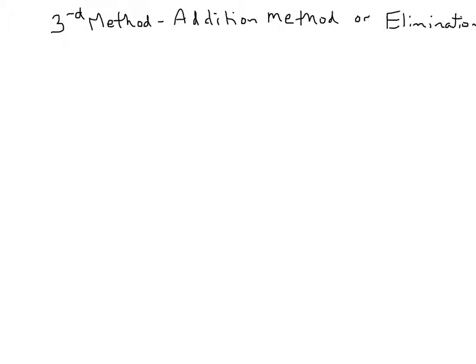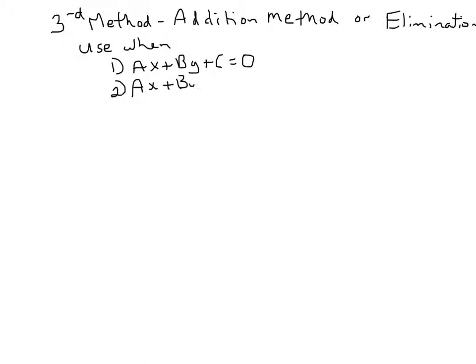So far we found a method that we use when we have them both in y equals ax plus b. We've got a method that we use when we have one that's in y equals ax plus b and the other one is in general form. Can you guess what this one's going to be for? Both in general form. Perfect. So we use this when equation 1 is ax plus by plus c equals 0, and equation 2 is also ax plus by plus c equals 0.